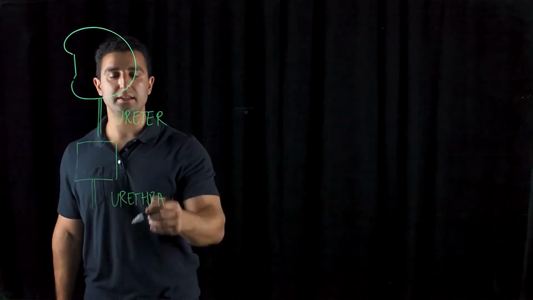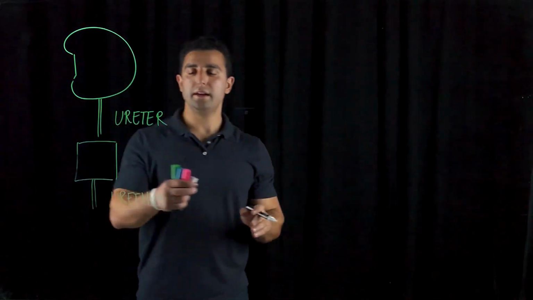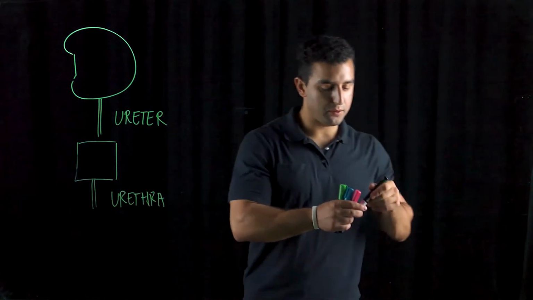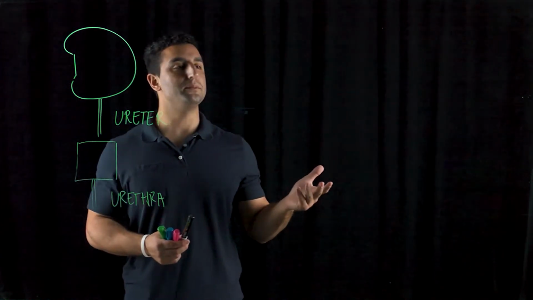All right, so these are the basic components. You've got the kidney going through the ureter, stored in the bladder, and then finally going out the urethra. All right, now we want to talk about the function or regulation.